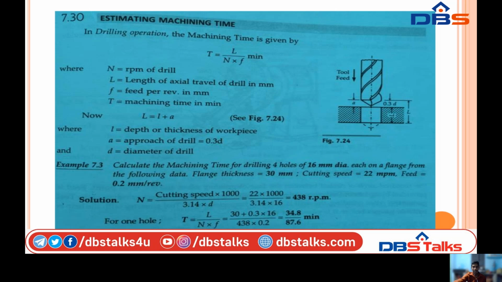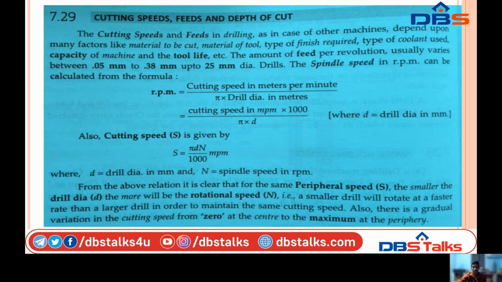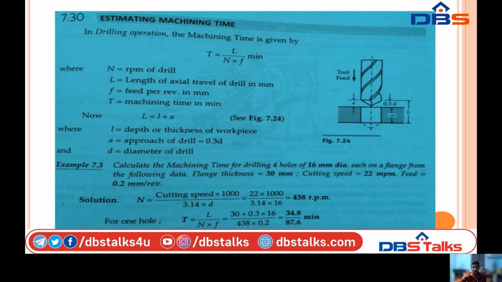Next, estimating machining time. In a drilling operation, machining time is given by capital T equals L by N into F. N is the spindle speed in RPM. F is the feed per revolution. Capital T equals machining time in minutes.